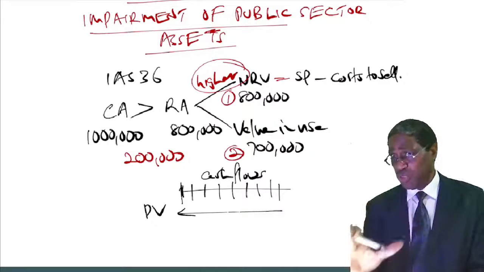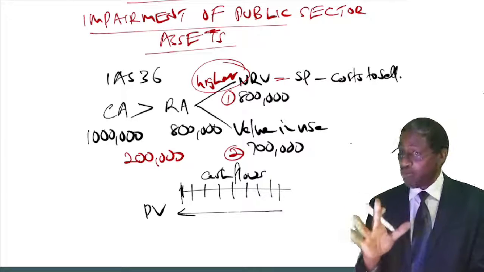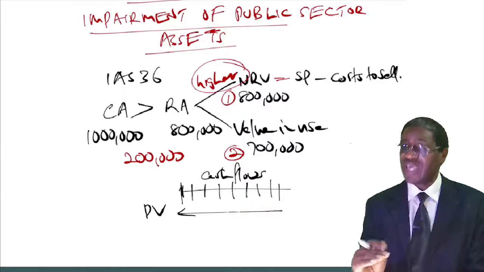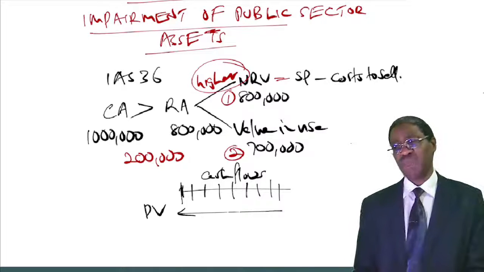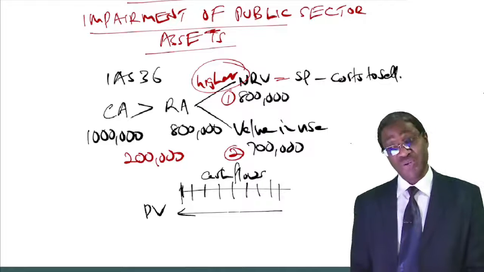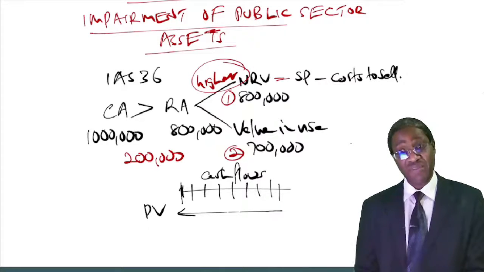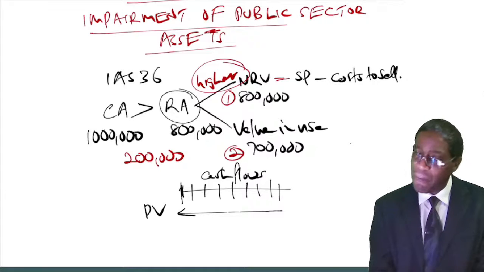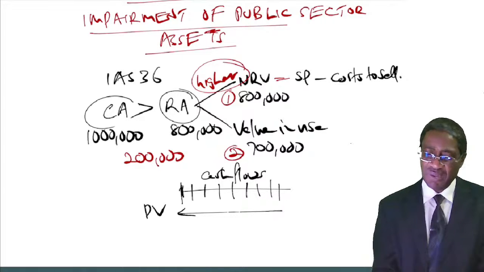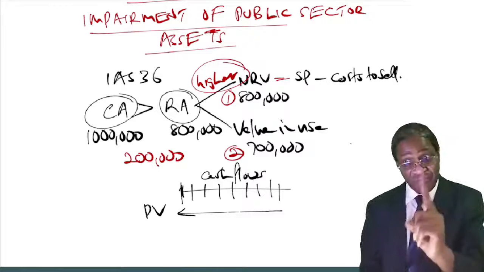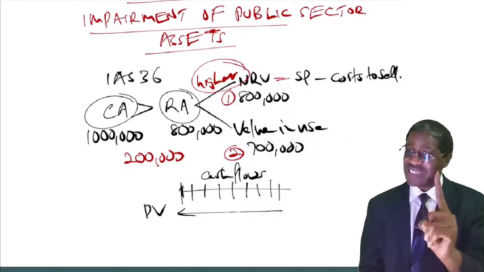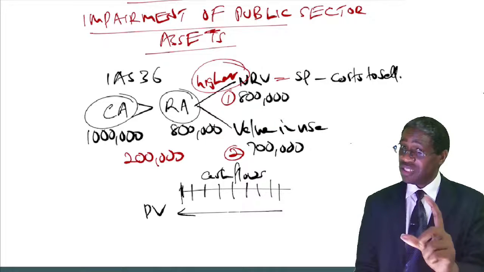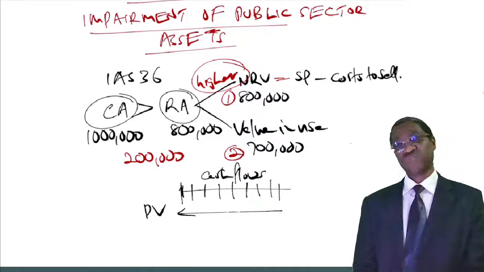So once you compute the net realizable value, and compute the value in use of that asset, whichever of the two is higher, you pick it to become the recoverable amount. Once you have that recoverable amount, compare it with the carrying amount. Then see if the carrying amount of that asset is higher than its recoverable amount. And if it's higher, then the asset is said to have suffered impairment.